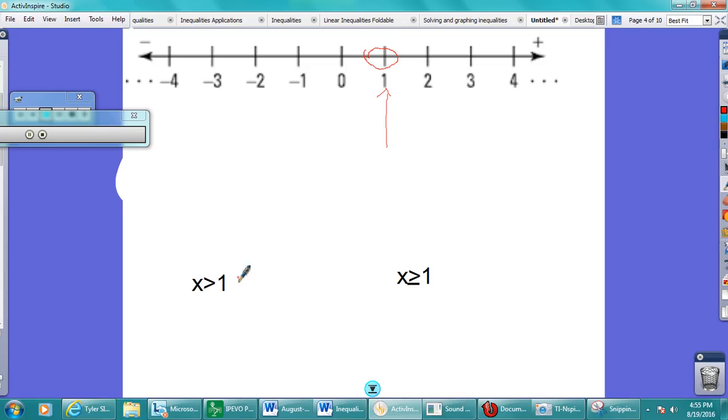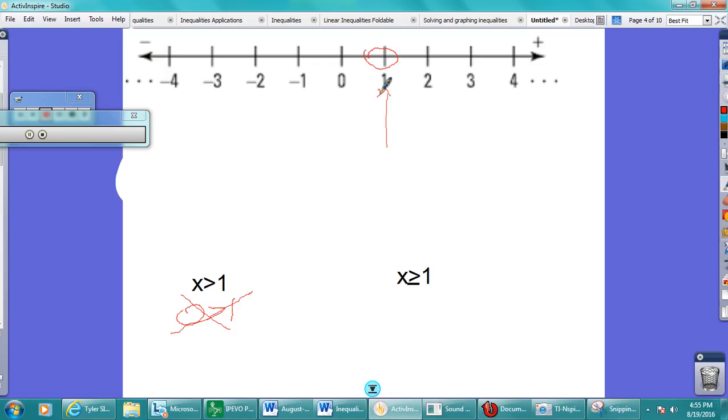Now, the next step, we're going to put numbers in for x to see what's going to make this statement true. First of all, I always start with 0. 0 is always a really good number to start with. Is this true? Is 0 greater than 1? No, it's not true. What about negative 1? Is negative 1 greater than 1? No. So that means my arrow is not going to go to the left.